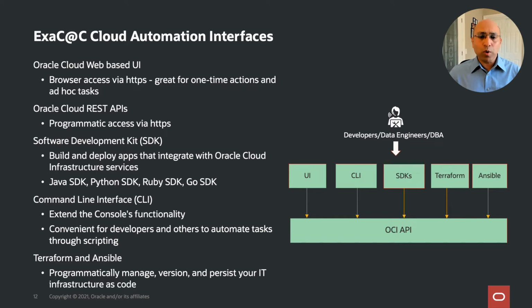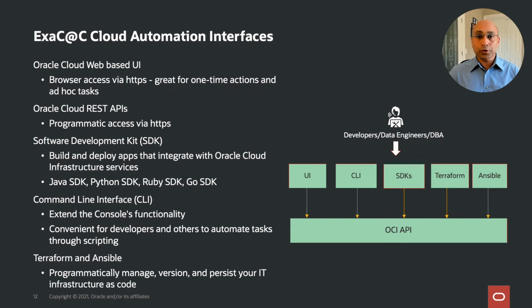From the Cloud UI perspective, an administrator would use the Cloud UI for doing one-time actions, right? And doing some sort of ad hoc tasks. The UI makes things very easy, as we will show in the following slides. With REST APIs, of course, you could do programmatic access via HTTPS, and then essentially create automation using the APIs. For the software development kits, we have lots of options, with Java SDK, Python, Go, Ruby. You could use that and integrate that with different applications that you're building. Or you could use the CLI and extend the console's functionality.